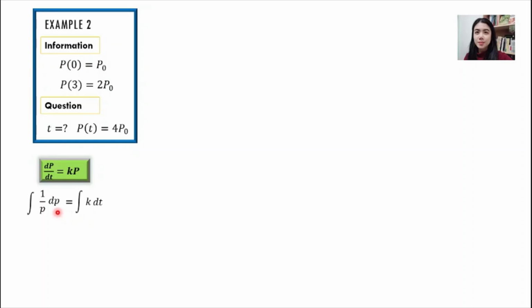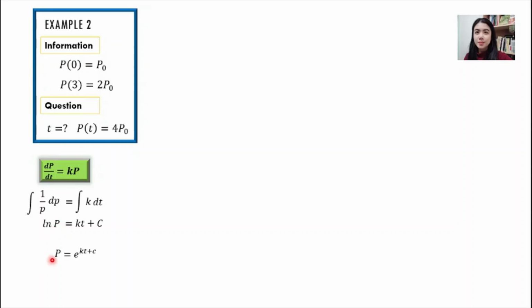If you integrate both sides, for the left hand side you have ln P. For the right hand side, you have kt plus c. And add the exponent to both sides. For the left hand side, if you add the exponent, the exponent and the ln will basically cancel. We just leave P only for the left hand side. For the right hand side, basically you can copy back. So we have this one. Instead of writing the step of adding the exponent, you can skip this step and go directly from here to here.